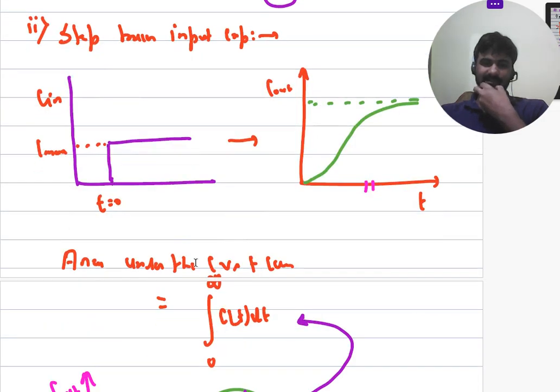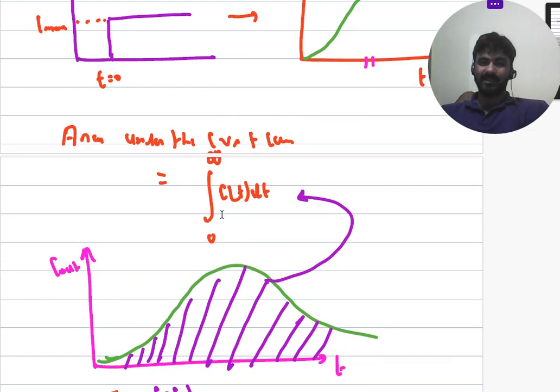Again, in a step tracer input experiment, you will see at t equals 0 a maximum concentration, let's say Cmax, of tracer concentration has been injected into the reactor, and it will continue like that as a step function. At the exit of the reactor, the concentration versus time plot of the tracer is observed, and it goes like that.